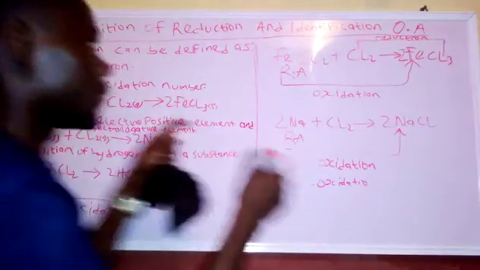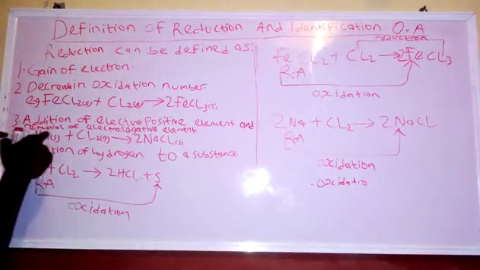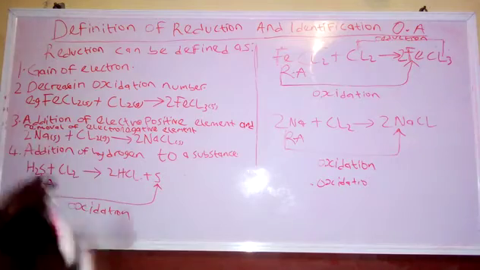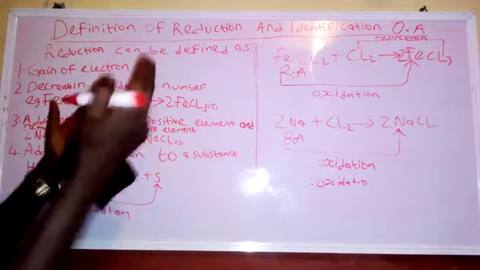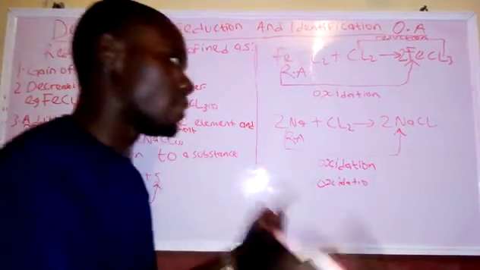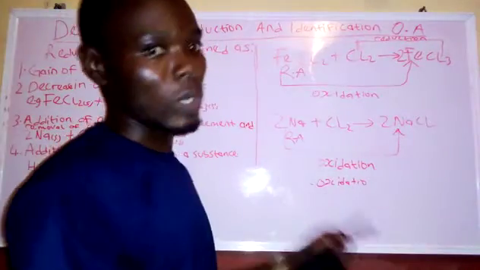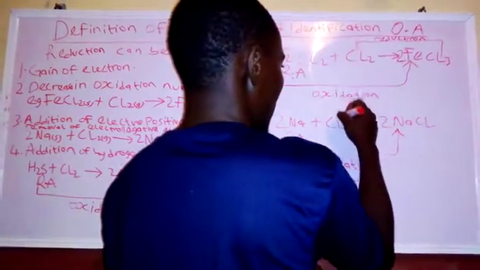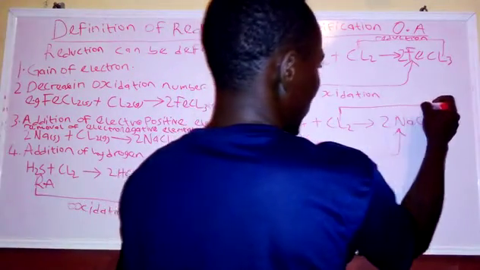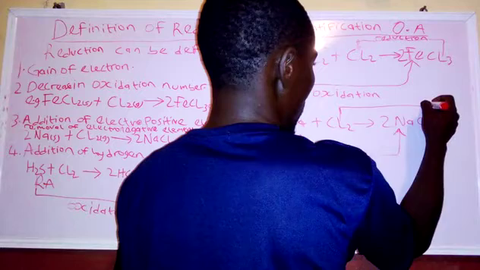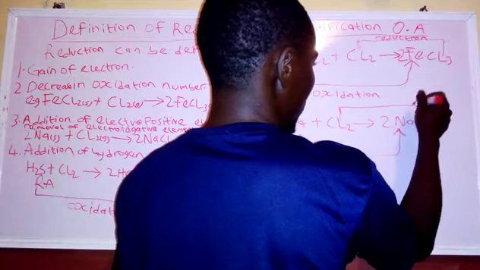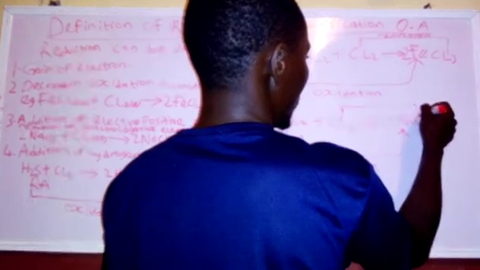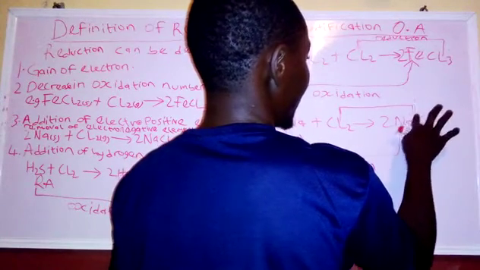So for another example: addition of electropositive elements. That's oxidation. Any reaction in which an electropositive element is added to a substance is an oxidation reaction. For example, now look here. It's a reduction reaction, sorry. Now look here. I can still extend it to chlorine.